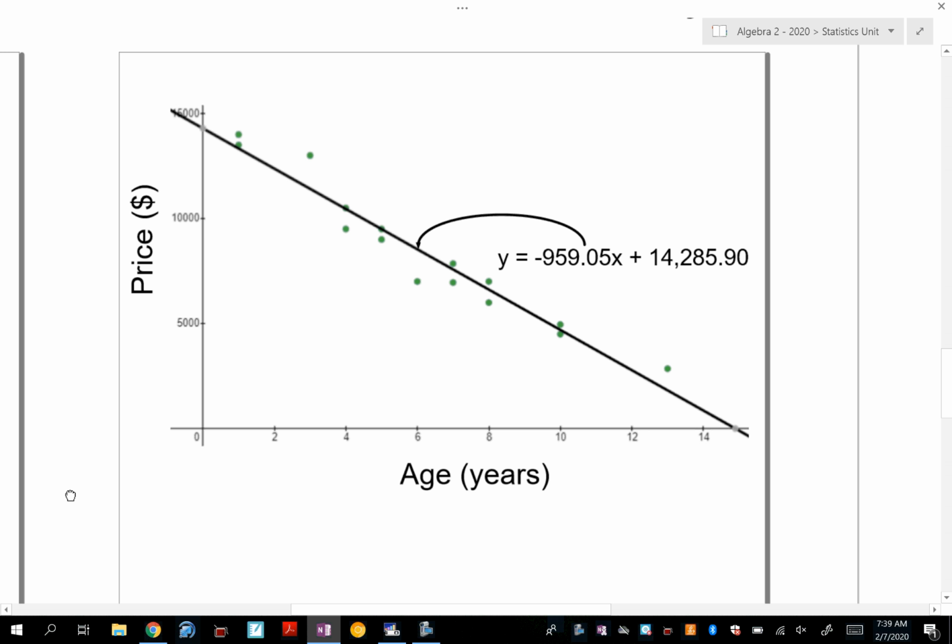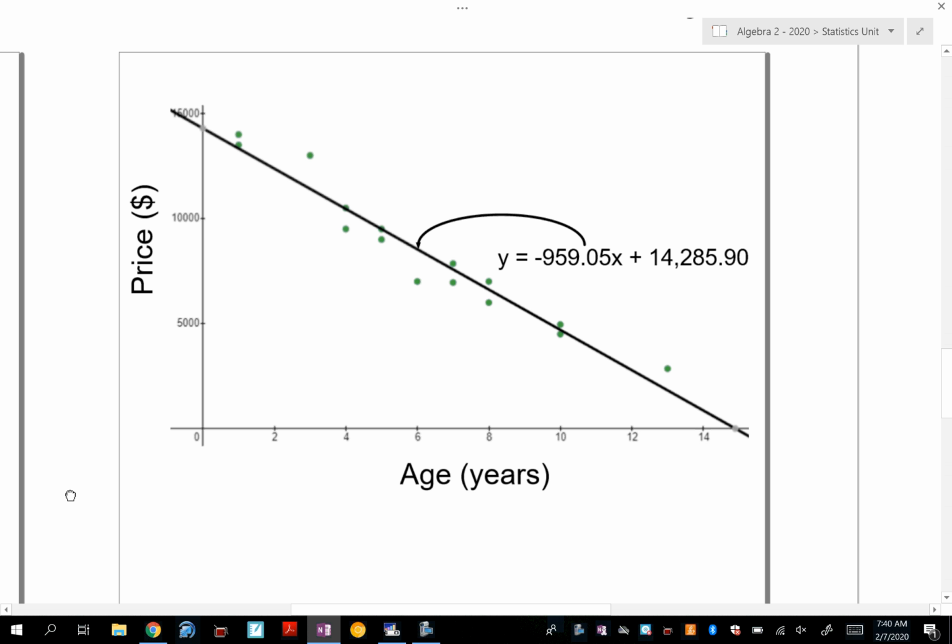When telling if it's strong or weak, it doesn't matter how many dots there are. It matters how close they are, the scatter. Sometimes it's hard to differentiate between the two, but it's more about how tight they are, the scatter. Now, I'm not worried about strong, weak, moderate. You're going to be fine.